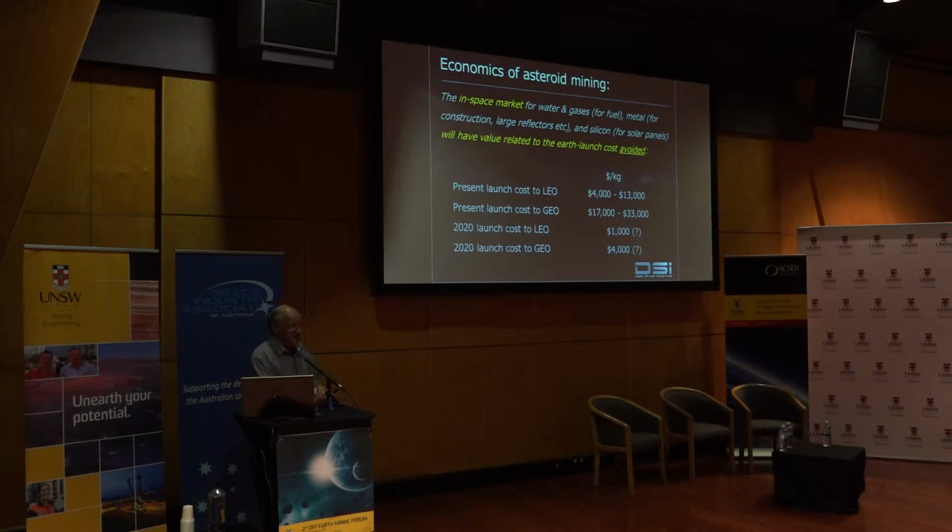Now we, within DSI, have to try and make a prediction of what that's going to be in 2020, 2025, and we've quizzed people like SpaceX, and our reading is that by sometime between 2020 and 2025, the launch cost to LEO has to be assumed to be down to about $1,000 per kilogram, and the launch cost to GEO has to be down to something like $4,000 per kilogram. And we have to beat that price point. We have to be able to bring material back from asteroids, turn that into usable commodity at less than that price, otherwise we haven't got a market.